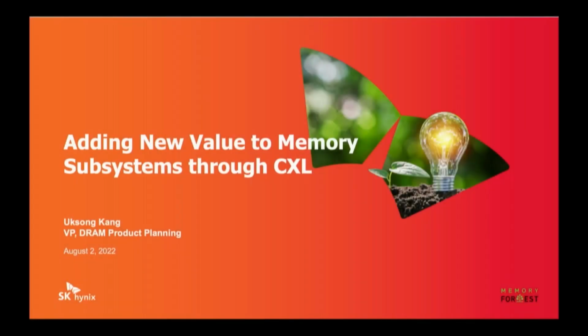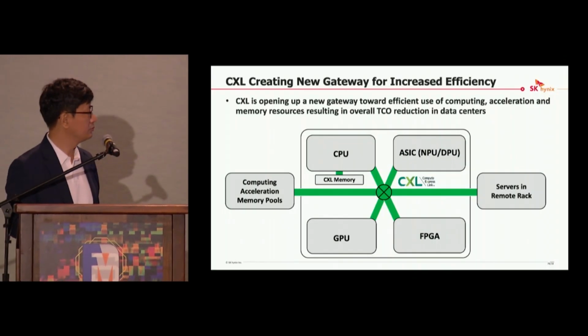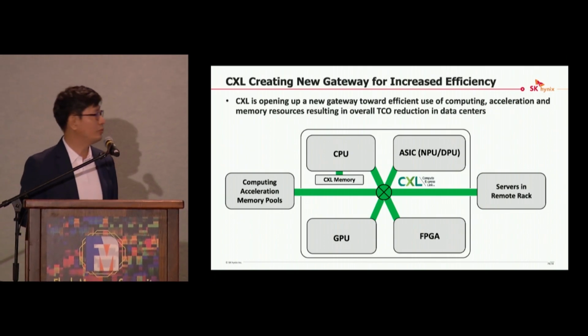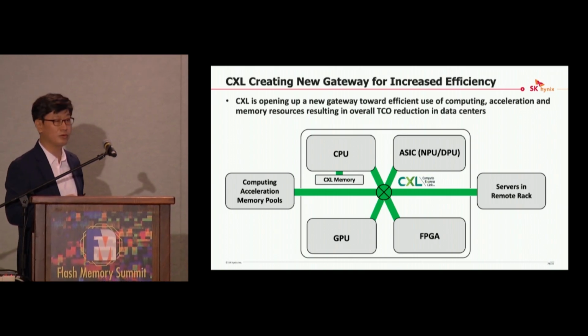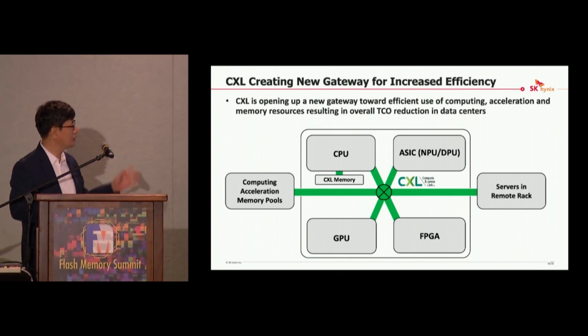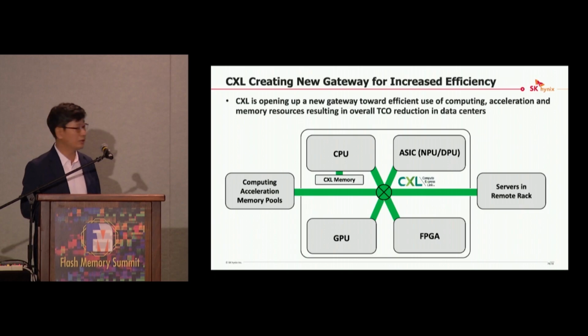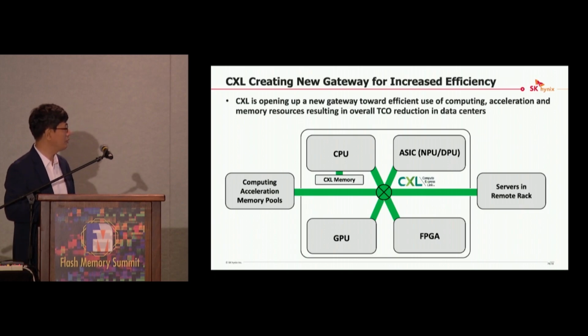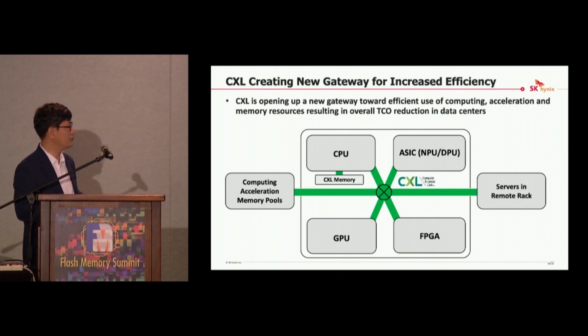Good morning, everyone. Today, I would like to talk about how to add new values to memory subsystems through CXL. So CXL is opening up a new gateway toward efficient use of computing, acceleration, and memory resources, as shown in this view graph. As you can see, the CXL allows to interconnect the different types of XPUs, including CPU, NPU, DPU, GPU, and FPGA. And it also allows to connect this server node externally to computing acceleration memory pools, as well as servers in remote racks.